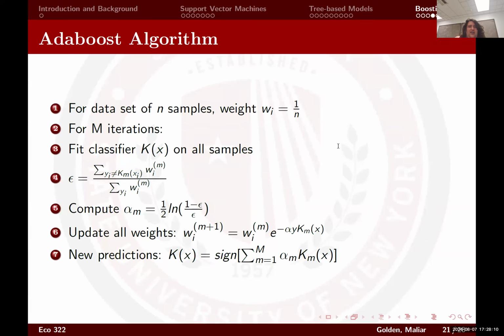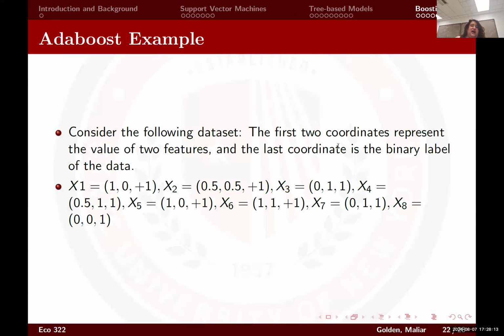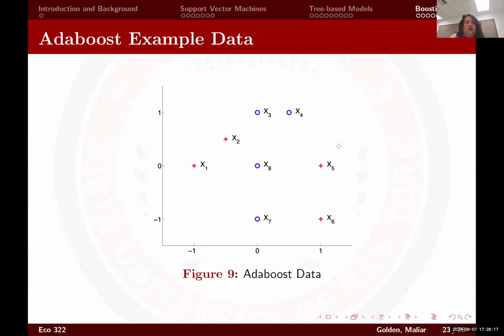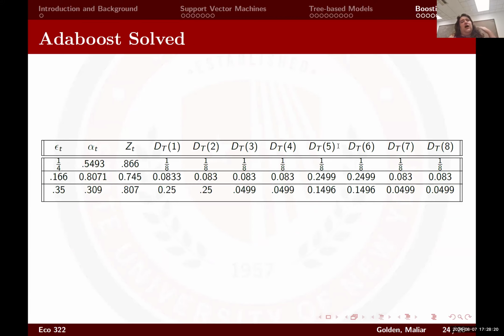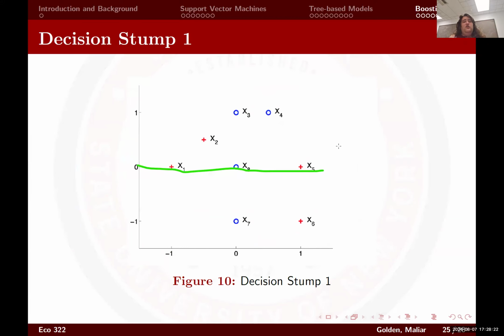To show you how that works, this is the following data set. The first coordinates represent the value of two features. The last coordinate is the label. So you start off with this data set. You have this solution. You learn this line, then you learn this line, then you learn this line.